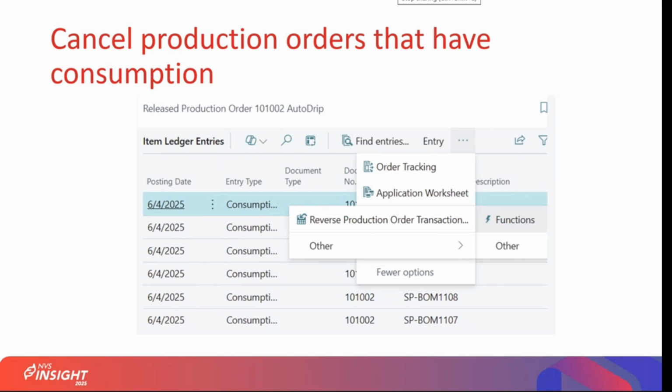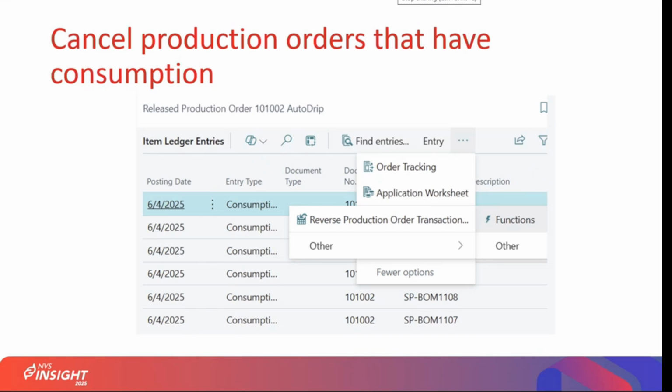The other thing is canceling production orders that have consumption. This is huge. This is so time consuming if you have to try and reverse some things, and it can just be a real pain trying to get things back into balance and back in sync. So this is going to make it actually easier to revert consumption and output transactions.